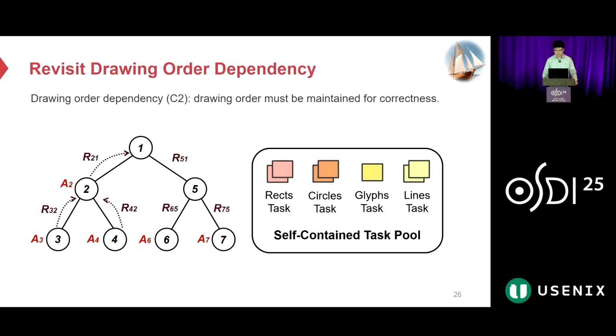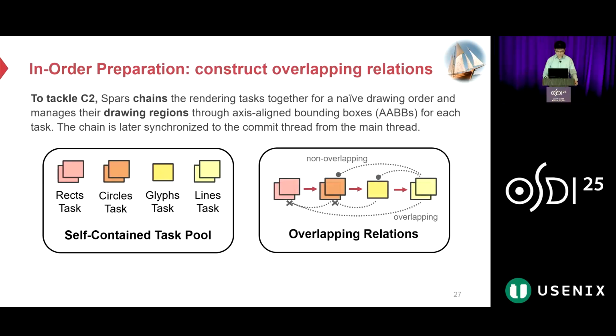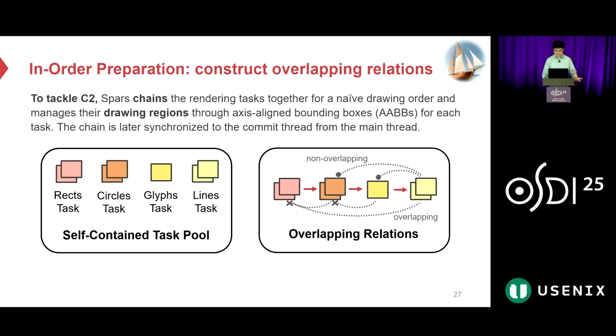For the second challenge, join order, how do we execute these tasks out of order but still get the final image correct? During the preparation stage, in addition to creating tasks, Sparse also explicitly constructs their overlapping relations by chaining them together for a naive join order and managing their join regions through axis-aligned bounding boxes for each task. The chain is later synchronized to the commit thread from the main thread.